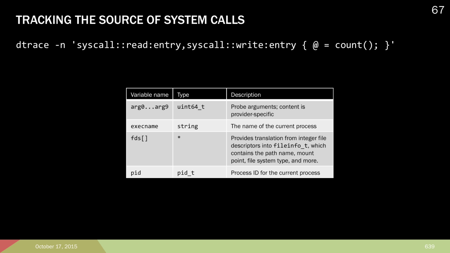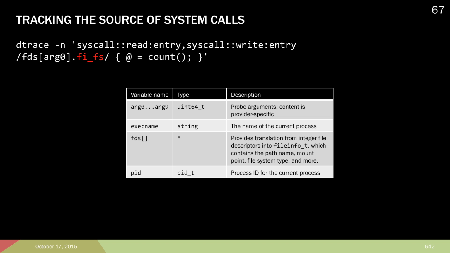Okay, let's add these in. We'll start by adding arg0, and then we'll use the FDS array to convert the integer to a file_t struct. We'll then access the file system type via the fi_fs member and only execute our clause when the member equals sockfs.